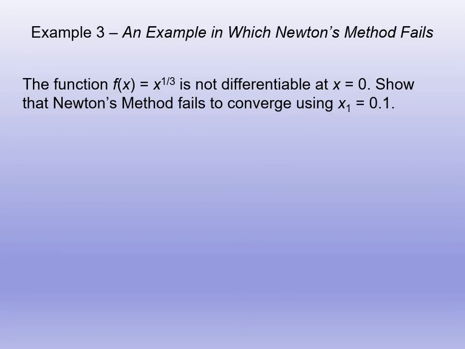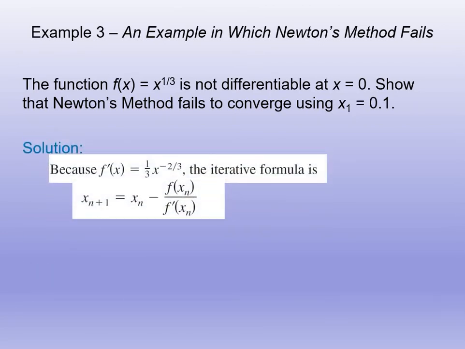Let's do another example where Newton's method doesn't work. We have the function f of x equals the cube root of x, which we rewrite as x to the 1/3. We know that it's not differentiable at 0, so we want to show that it fails to converge at 0.1. We take the derivative, just using the power rule, and we get 1/3 x to the minus 2/3.